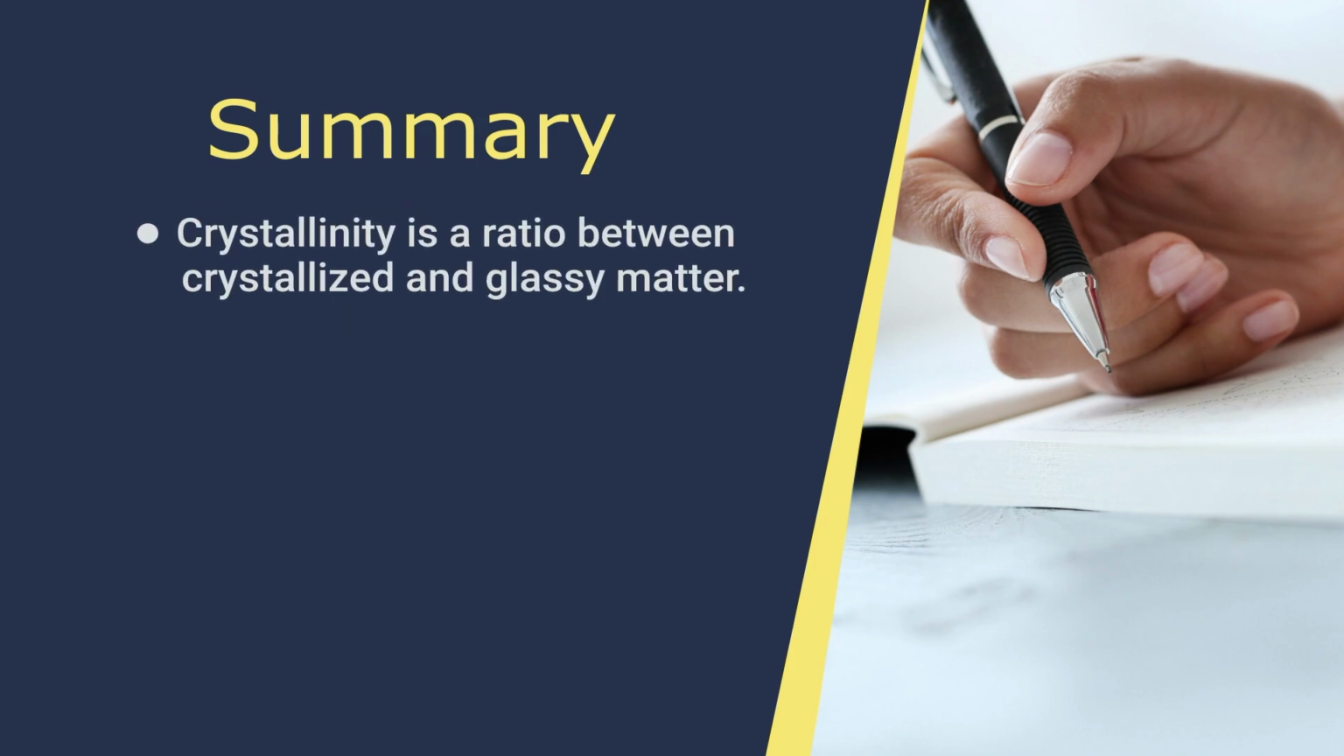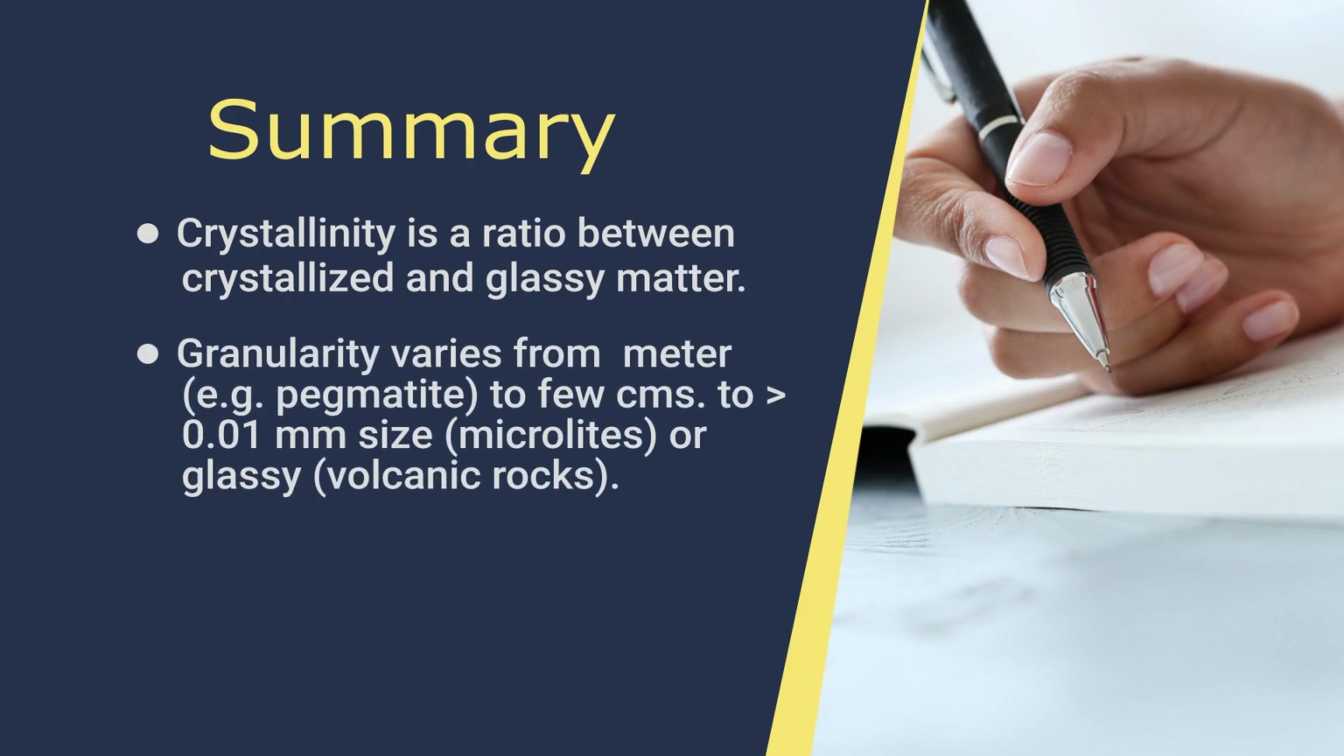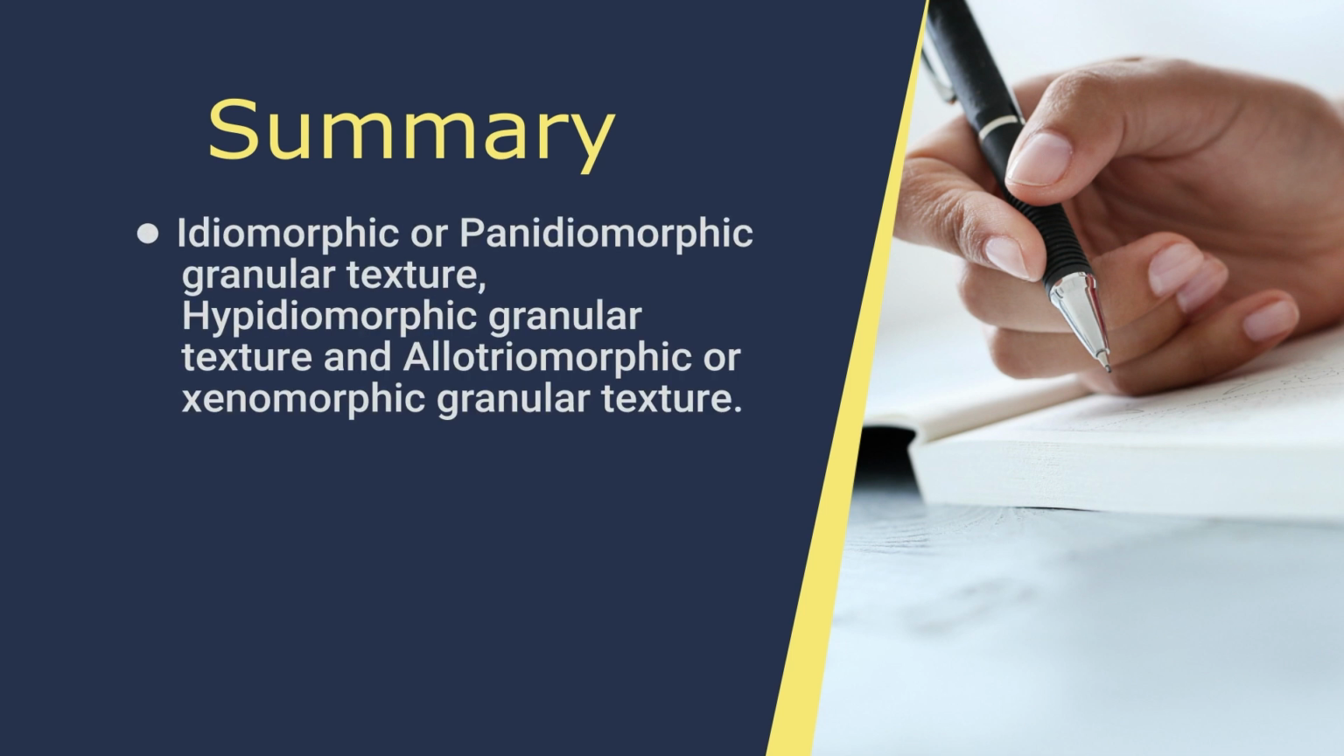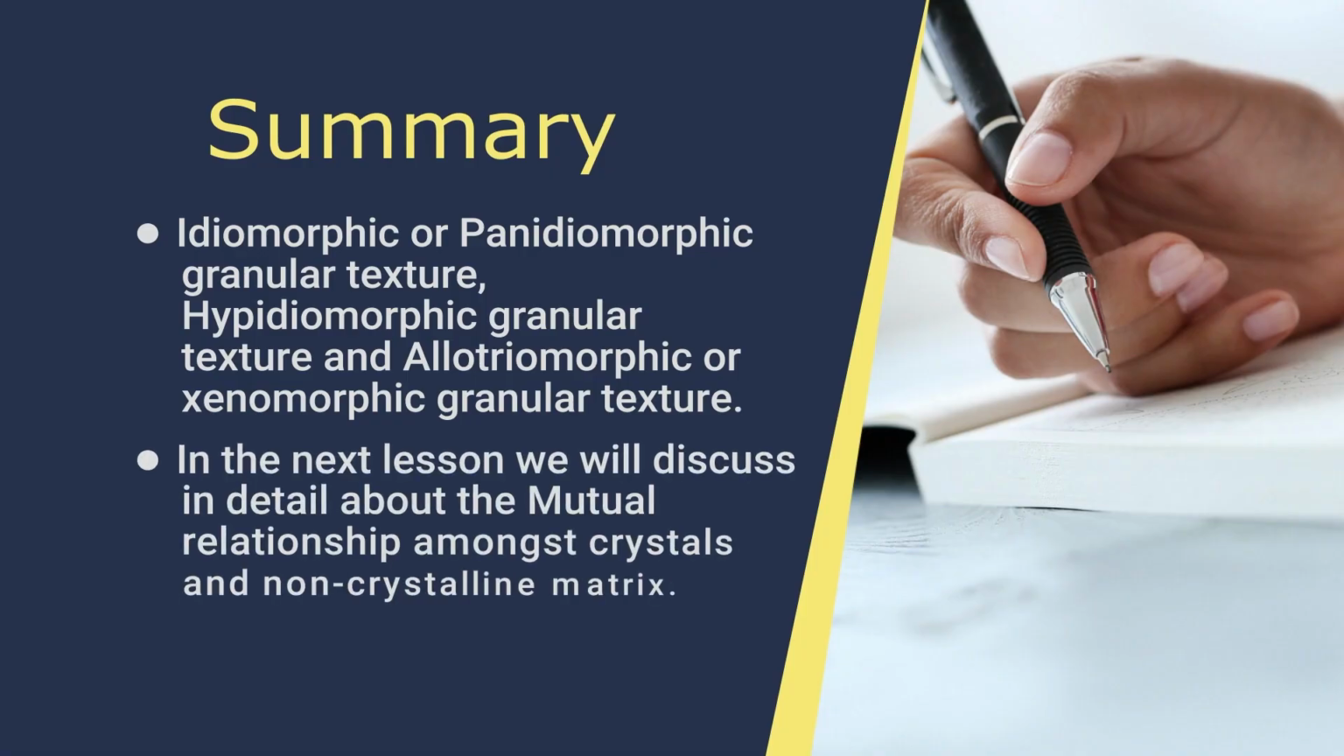Crystallinity is the ratio between crystallized and glassy matter. Granularity varies from meter to few centimeter to less than 0.01 millimeter size, or microlites, or glassy in the case of volcanic rocks. The idiomorphic or panidiomorphic granular texture, hypidiomorphic granular texture and allotriomorphic or xenomorphic granular textures all depend upon the shape of the crystals. In the next session, we will discuss in detail the mutual relationship amongst crystals and non-crystalline matrix.